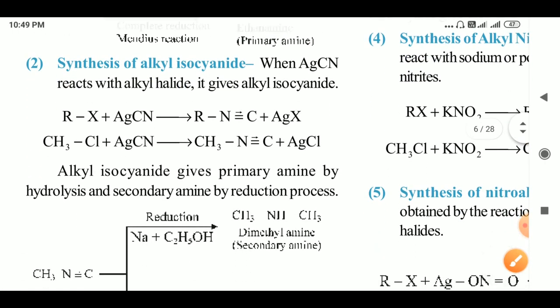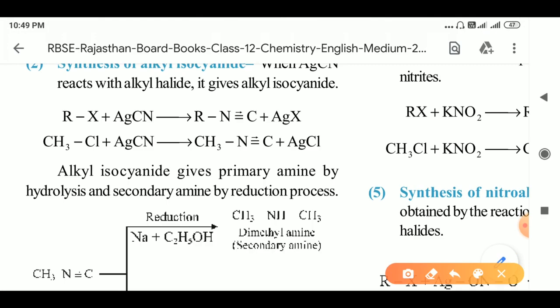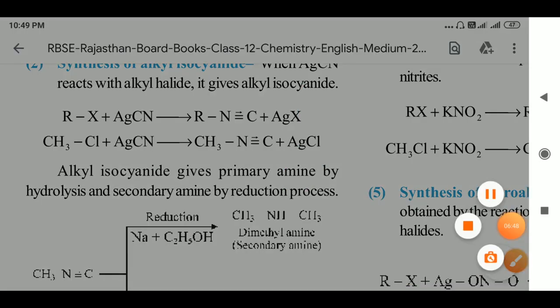Next reaction, synthesis of alkyl isocyanide. First of all, what is the difference between cyanide and isocyanide? CN is cyanide and NC is known as isocyanide. Isocyanide is the isomer of cyanide, which is written as NC. Clear? So that is cyanide and isocyanide.